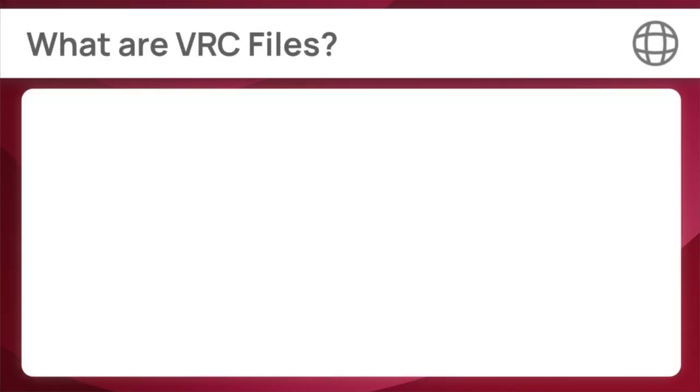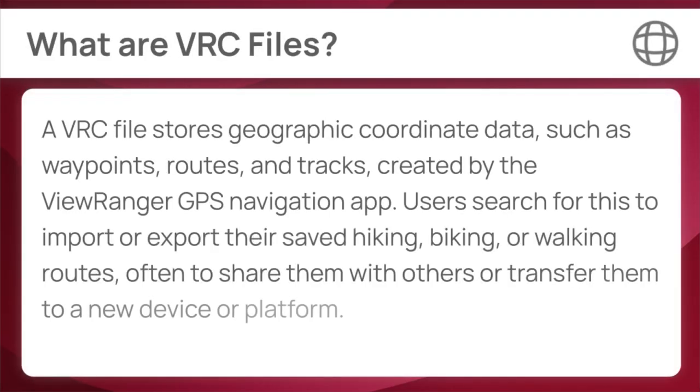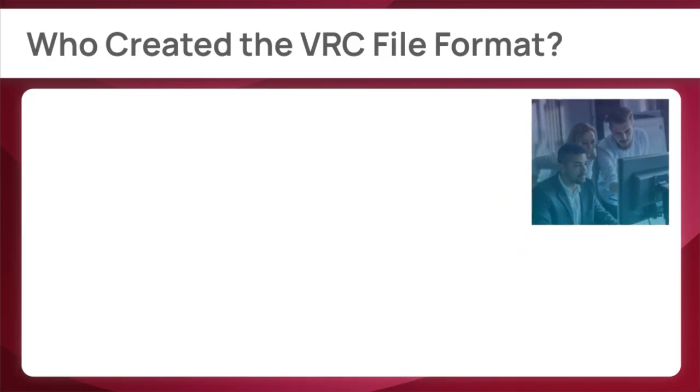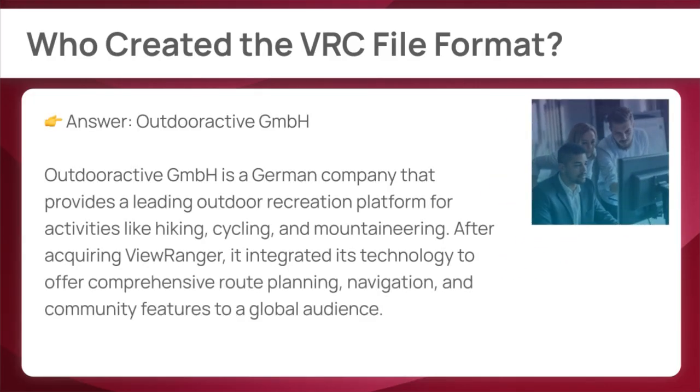A VRC file stores geographic coordinate data such as waypoints, routes, and tracks, created by the ViewRanger GPS navigation app. Users search for this to import or export their saved hiking, biking, or walking routes, often to share them with others or transfer them to a new device or platform.